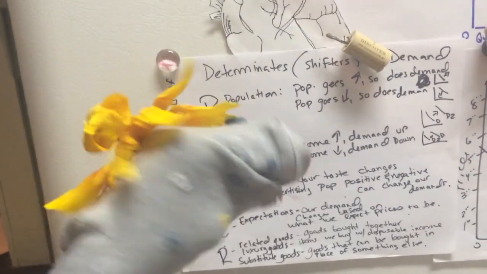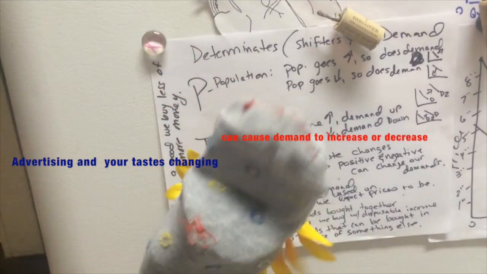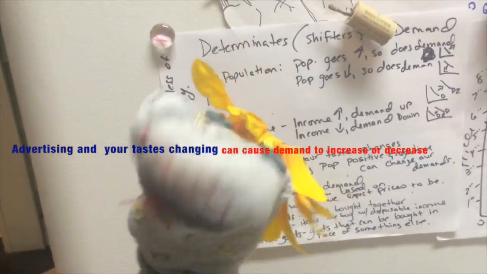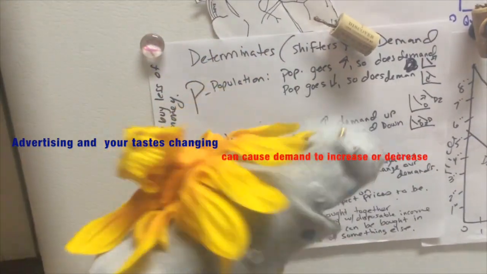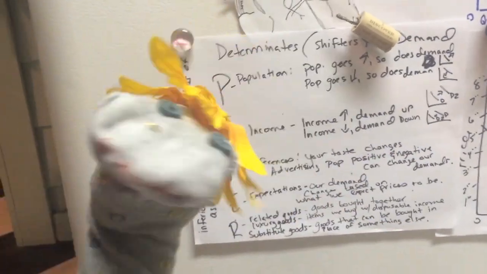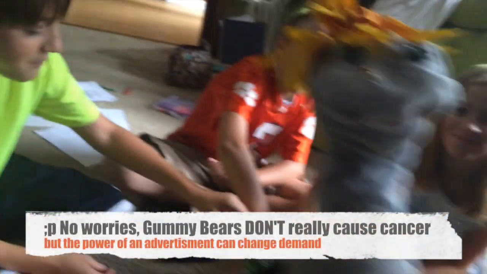Your money, money, money. Preferences, the other P, is also a big one. This is when your taste changes. A lot of times our taste can change based on advertising, positive or negative incentive campaigns. So all of these can change your demand. Think about it. Have you ever seen those tobacco commercials? Yeah, those should probably decrease the demand for cigarettes.